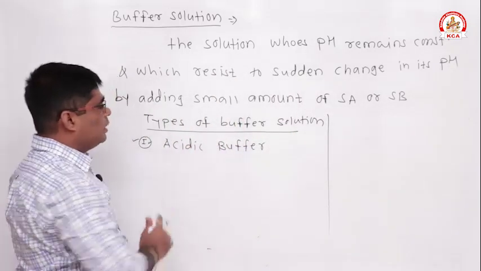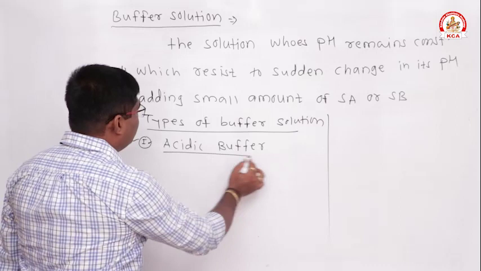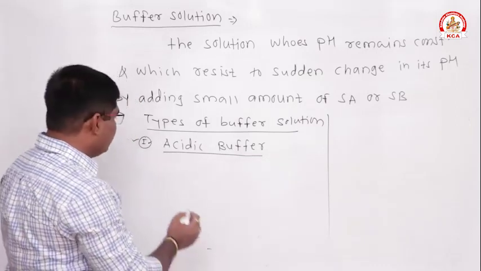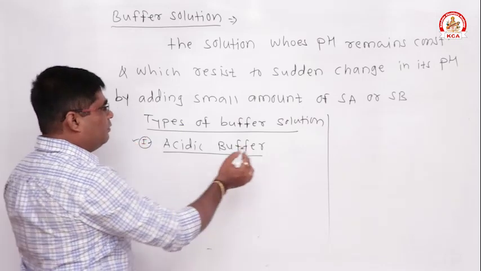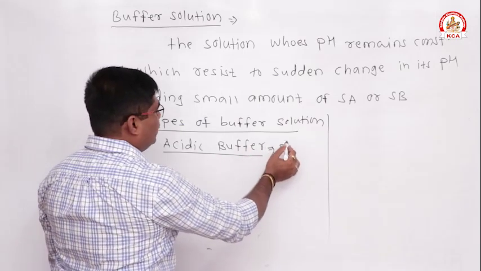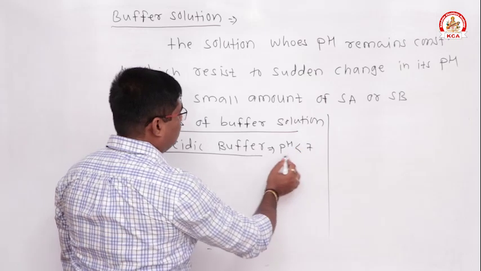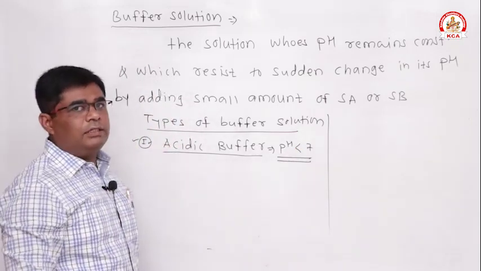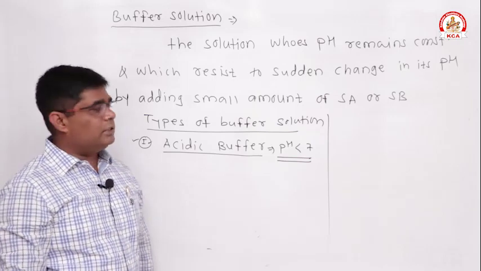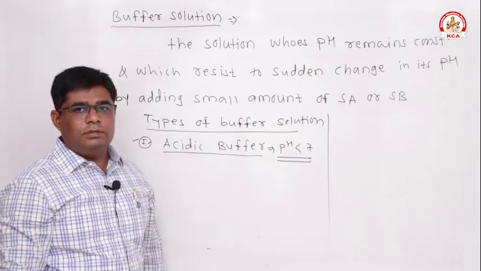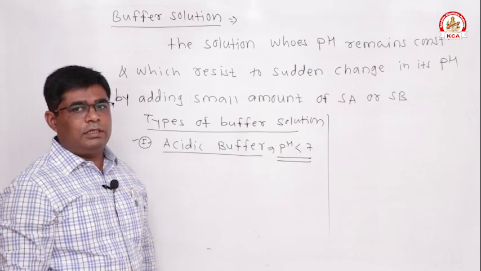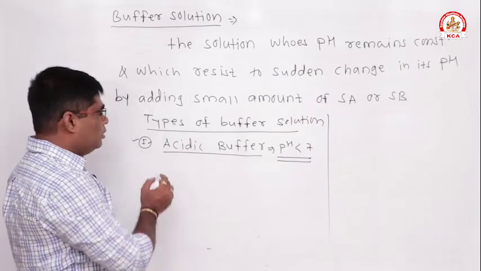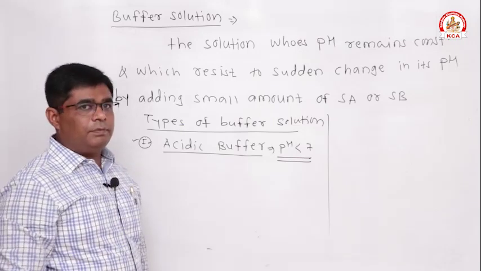Here one is the acidic buffer. So what is the acidic buffer? In an acidic buffer, the pH is definitely less than 7. It is in the name itself. If the buffer is acidic, its pH must be less than 7. Now how to prepare the acidic buffer.